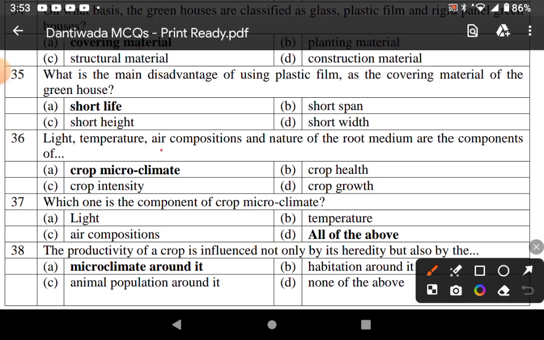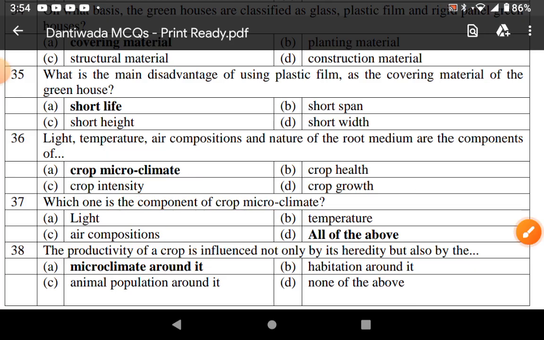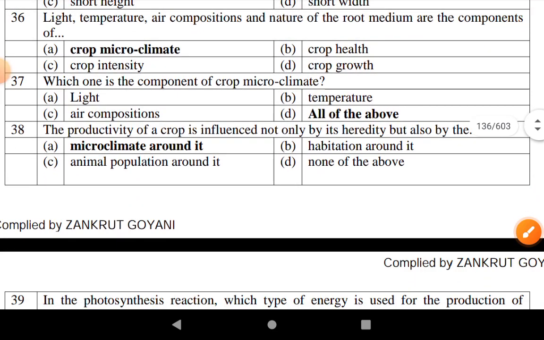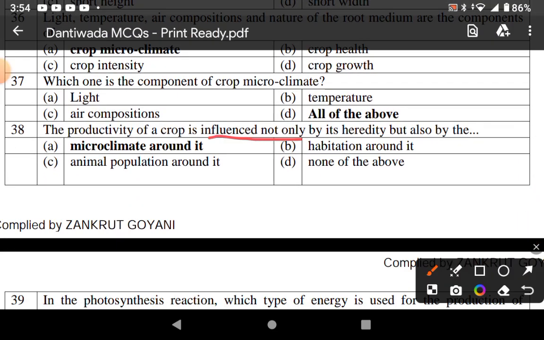Light, temperature, air composition and nature of root medium are the component of crop microclimate. Which one is the component of crop microclimate? Light, air composition, temperature and root medium. The productivity of crop is influenced not only by its heredity but also by the microclimate around it.